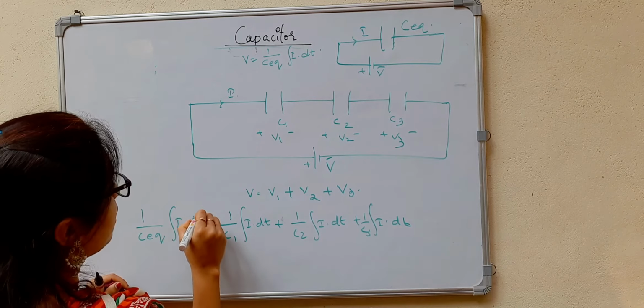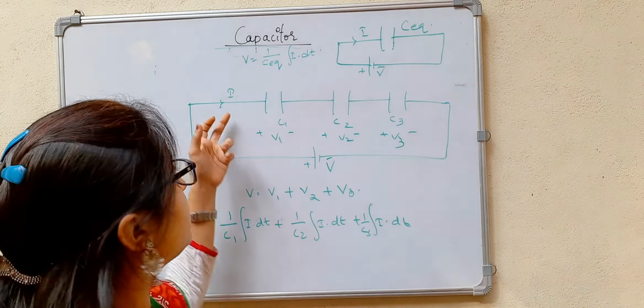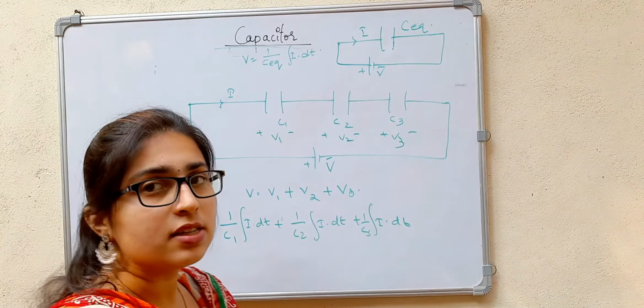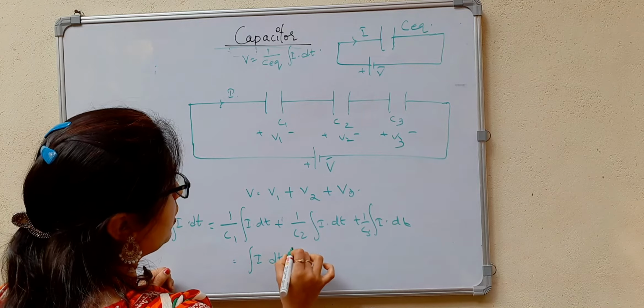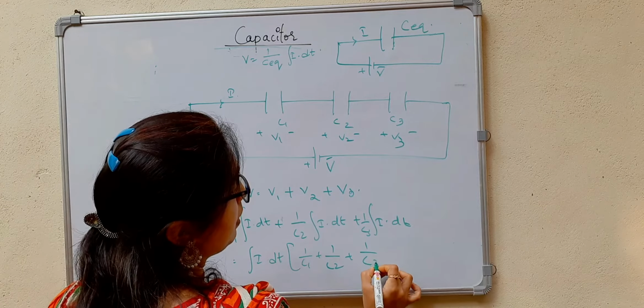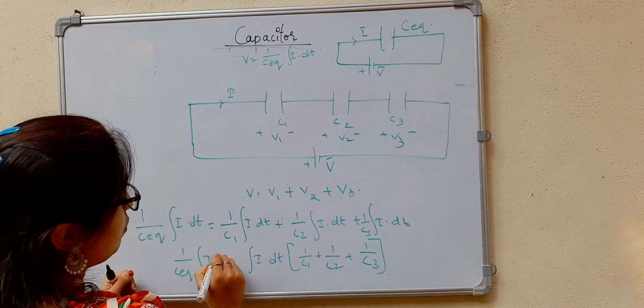Here, why have I considered I instead of I1, I2, I3? Because I1, I2, I3 will all be equal, because the same current flows through all three capacitors since they are in series combination. So I will take integration of I dt common: 1 by C1 plus 1 by C2 plus 1 by C3. So this is 1 by C equivalent integration of I dt.